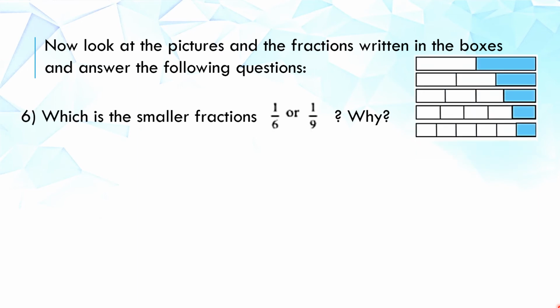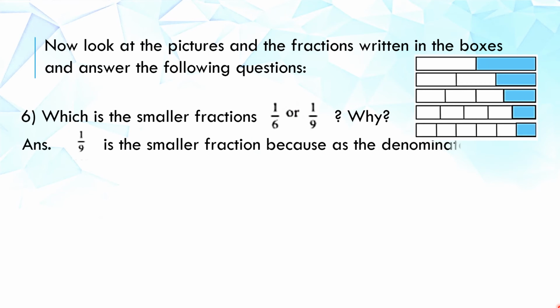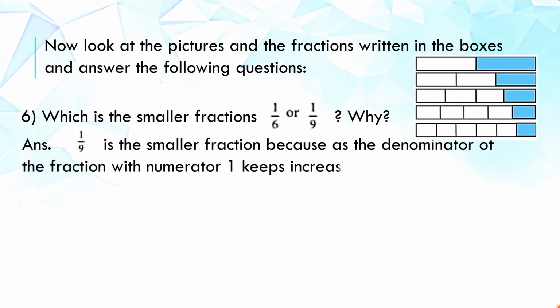Next question. Which is the smaller fraction, 1 upon 6 or 1 upon 9? Why? Answer. 1 upon 9 is the smaller fraction because as the denominator of the fraction with numerator 1 keeps increasing, the value of the fraction decreases.